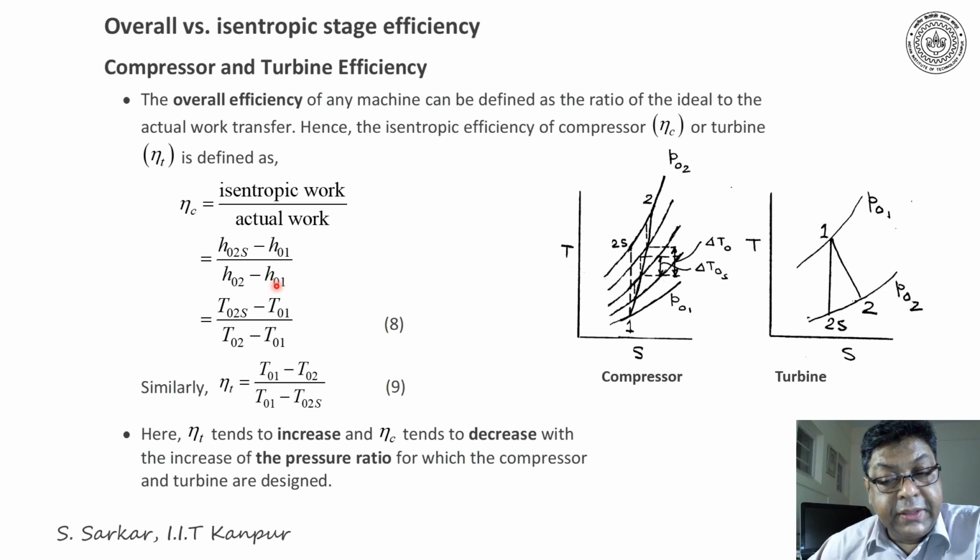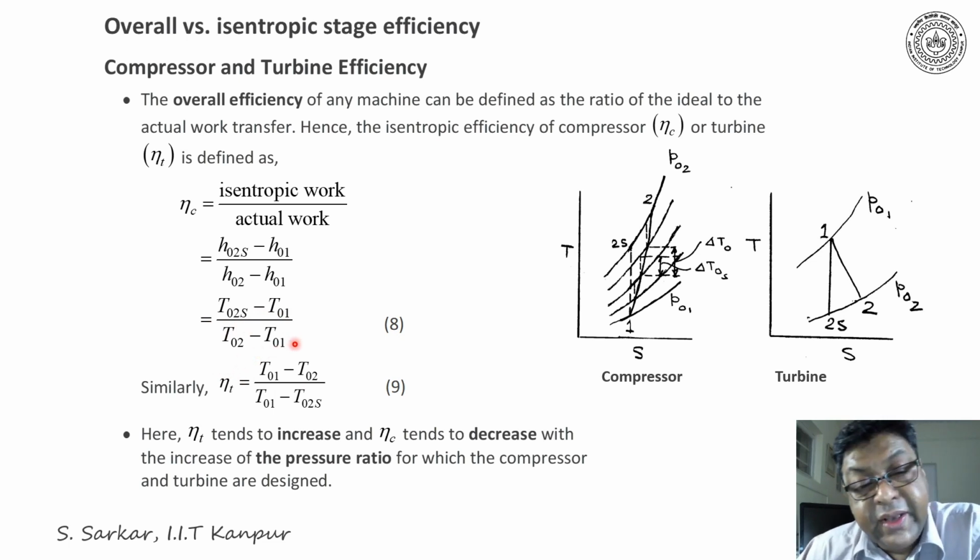If we consider Cp with this temperature range stands constant, then I can write eta C as T02s minus T01 divided by T02 minus T01, that is isentropic temperature rise divided by actual temperature rise.